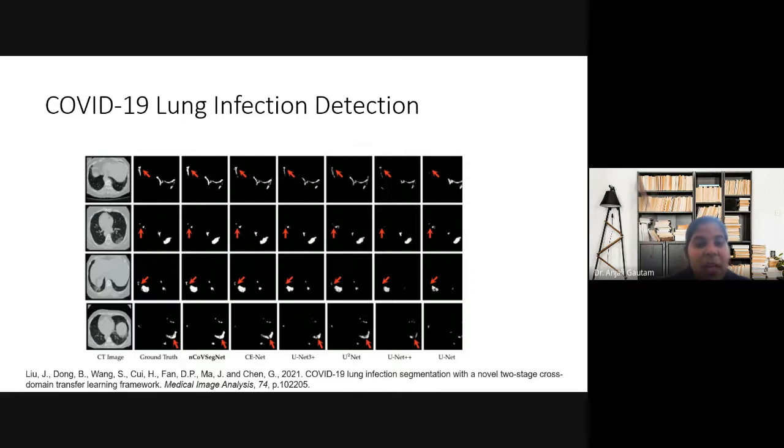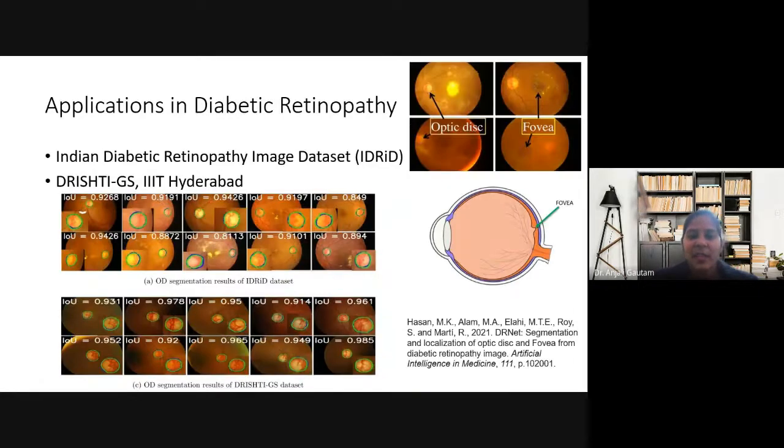Now, all the columns are different variants: the NCOV net, CE net, UNet, U square net. They are just identifying where exactly the problem exists. So we can design and work on this area as well, of finding out the region.